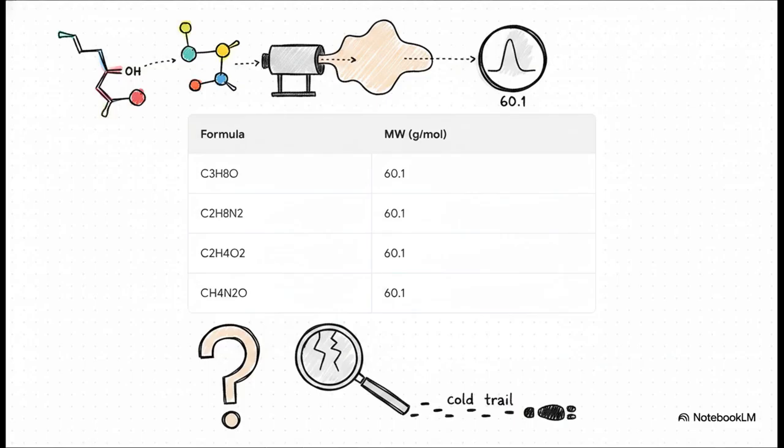Take a lineup of 4 entirely different molecules: propanol, ethylenediamine, acetic acid, and urea. These things have wildly different properties, different structures, and different elemental makeups. Yet, if you calculate their masses using whole numbers, which is what we call the nominal mass, they all share the exact same weight of 60.1. If you only had a basic low-resolution mass spectrometer, all 4 of these distinct molecules would give you the exact same identical signal. The trail would literally go cold right there.